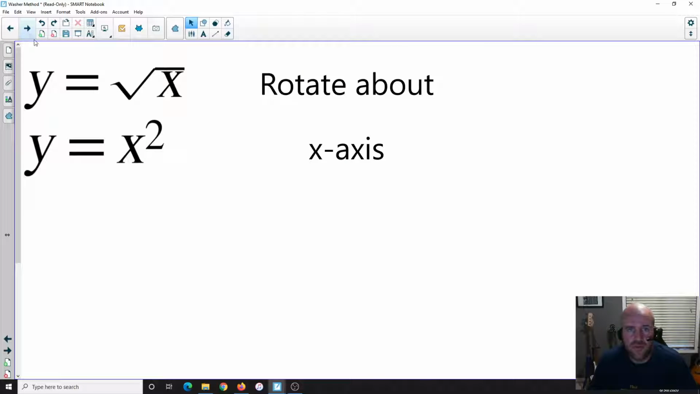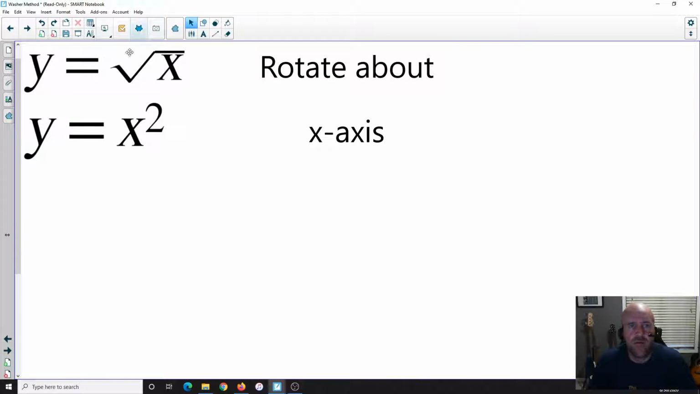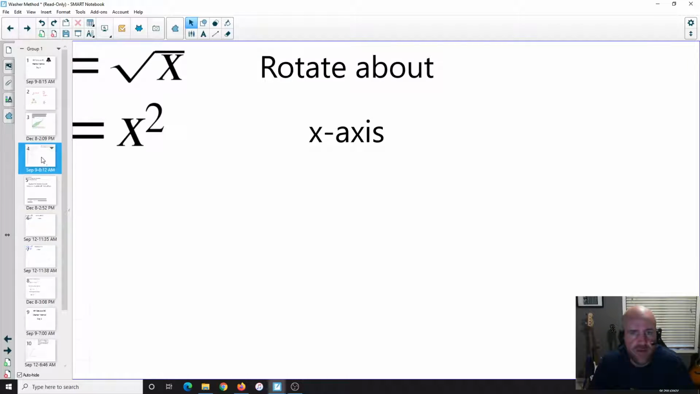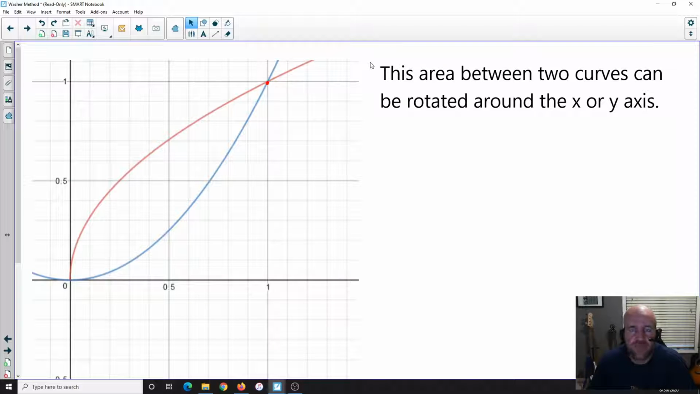So let's go ahead and take a look. I know it's kind of hard to picture, but we'll go through these. I'll make some more videos. So the first problem. I have two functions, x squared and square root of x. If we look at that on a graph, this is what it looks like. And we're going to go ahead and rotate it around the x-axis.